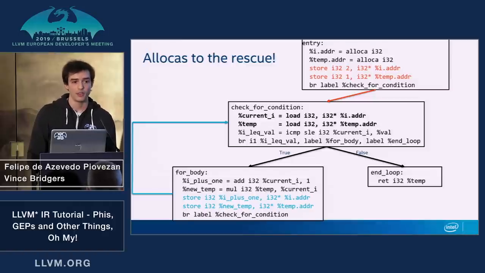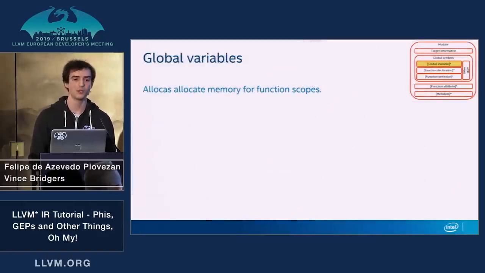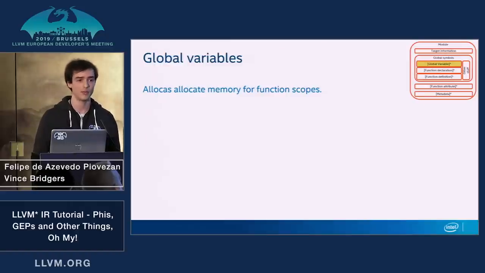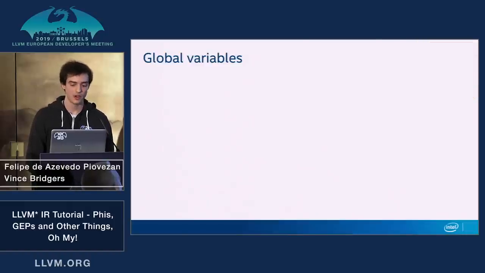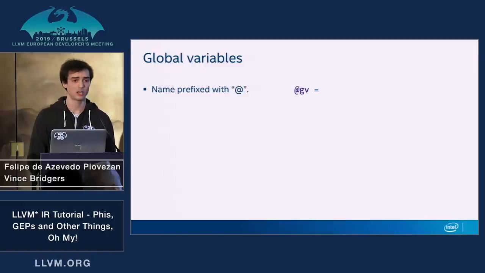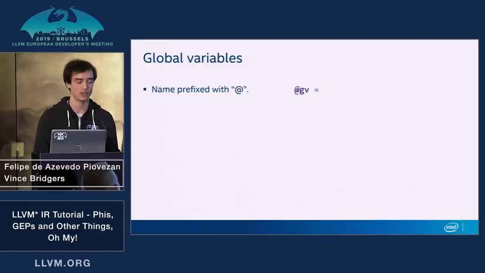Allocas are one way to get memory in the IR, but it's not the only way to do so. Another way to use memory is with global variables. So where an alloca gives you memory in the function scope, a global variable represents a memory region that is visible in every basic block of your module. So just like allocas, they're always pointers. And to get a global variable, the syntax is quite simple. It's a name that starts with the at character. And we've seen other names with the same prefix. So we saw that function names also had this. The symbol is essentially used to define names that are global symbols, so global variables and functions.